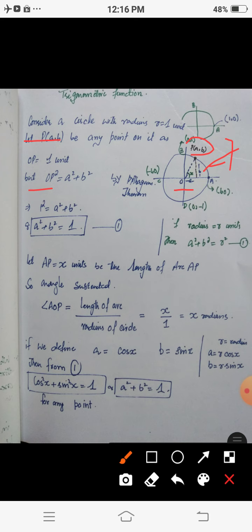Now if we consider any arbitrary circle with radius equal to r units, or a non-unit circle, that is, a circle whose radius is not equal to 1, then we will get a square plus b square equals r square. Here, for simplification, we consider r equals 1. Otherwise you can consider the radius equal to r units.